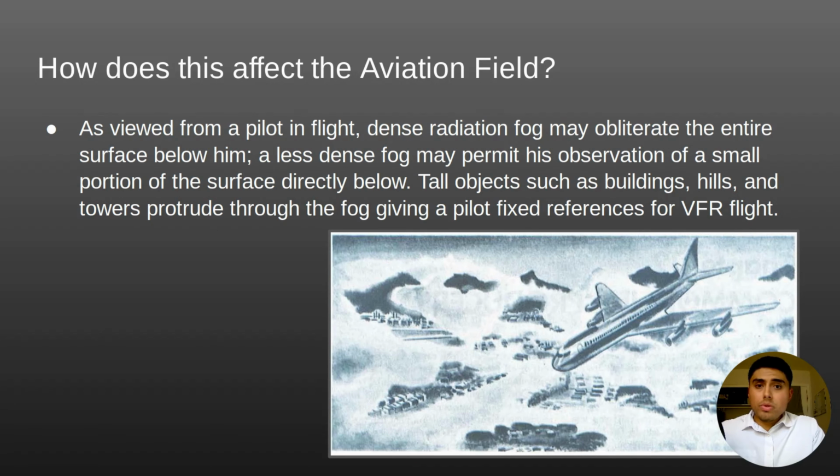In the image here, we have a pilot climbing above radiation fog, but you could also see that below him, his view of the ground is obstructed. So for VFR pilots, I could see this posing a problem. Maybe they're trying to find an airport and they just can't find somewhere to land. So at that point, they probably have to contact ATC and just get a correct heading and find out what they can do. VFR pilots could also use landmarks such as buildings or towers as reference points to get where they need to go as well.